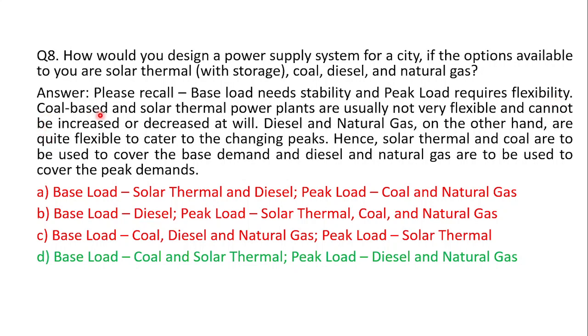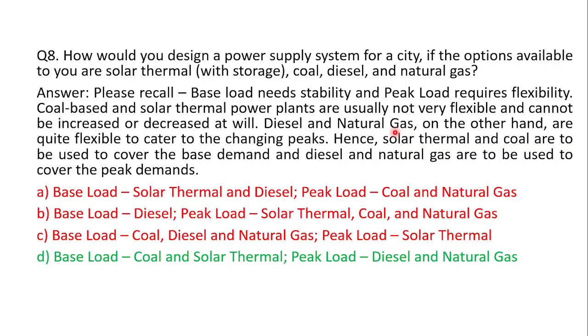So coal-based and solar thermal power plants are usually not very flexible. You cannot pump up or pump down. You cannot just take it up or down very quickly. But diesel and natural gas, they are very flexible.